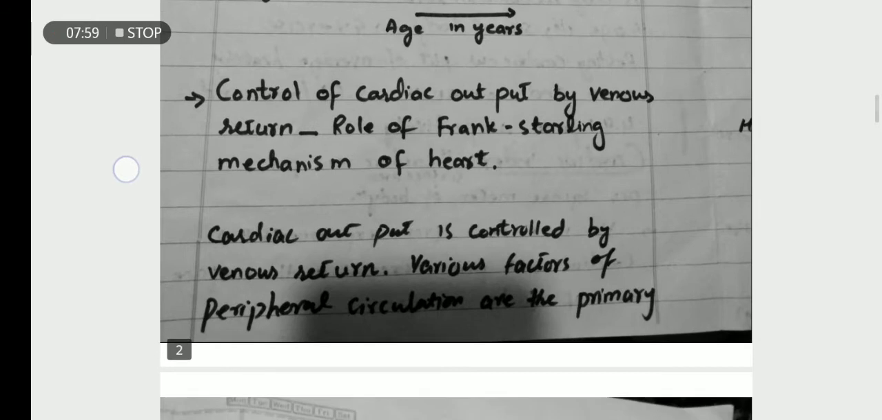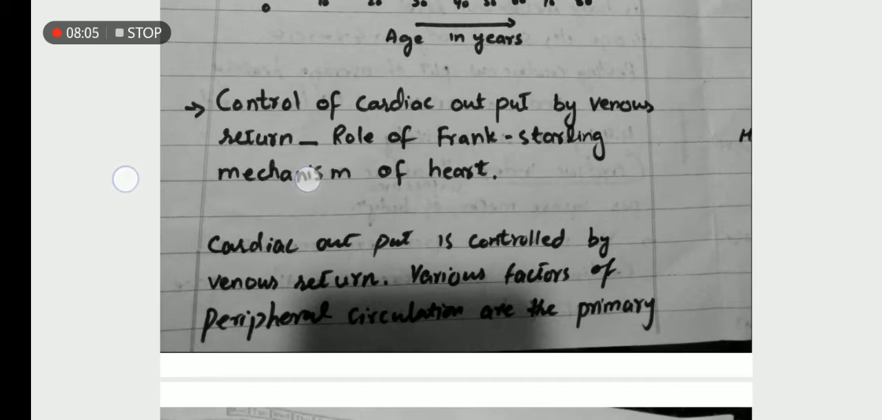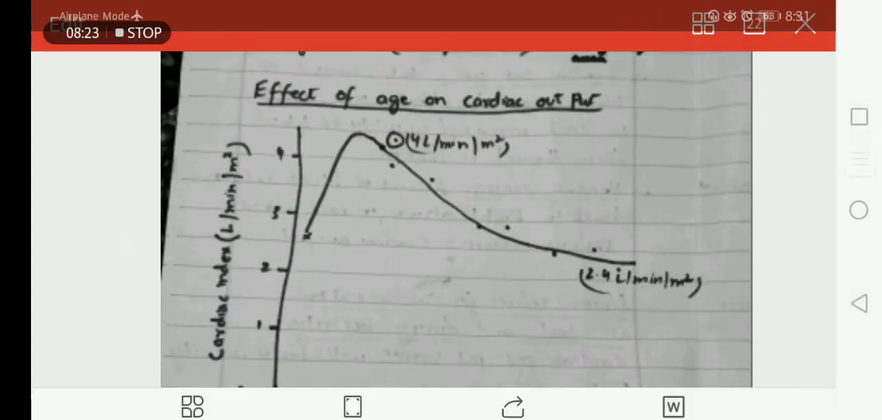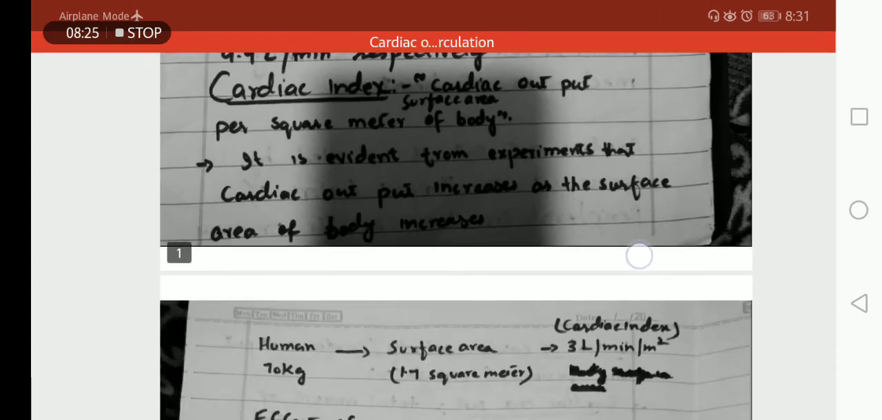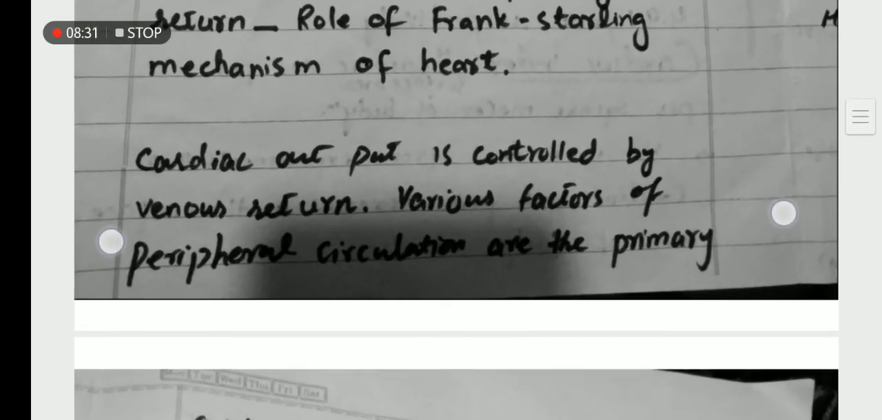Control of cardiac output by the venous return. Role of the Frank-Starling mechanism of the heart. Cardiac output is controlled by the venous return. Cardiac output is the amount of blood pumped by the heart into the aorta per minute, and this is not controlled by the heart itself, it's controlled by the venous return. Various factors of peripheral circulation are the primary controllers.